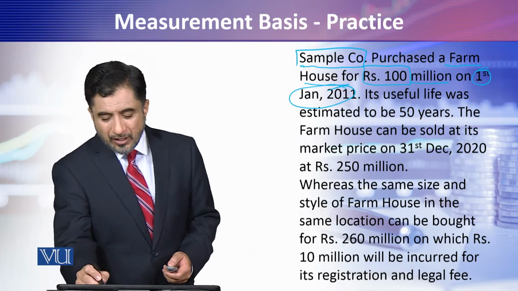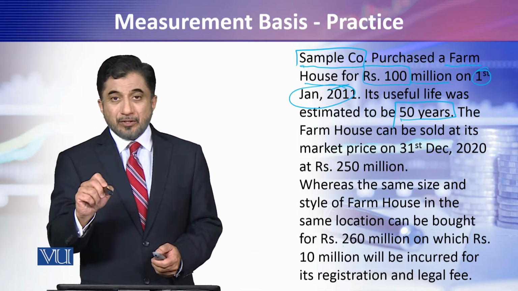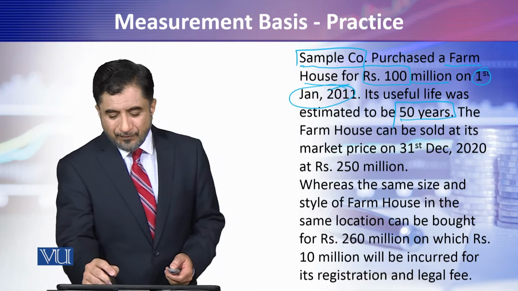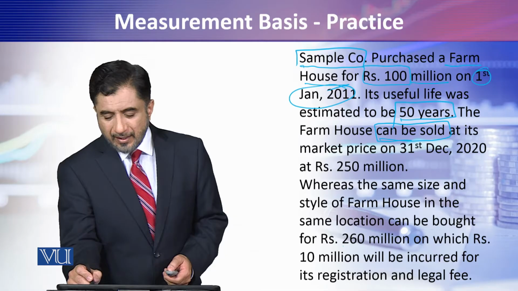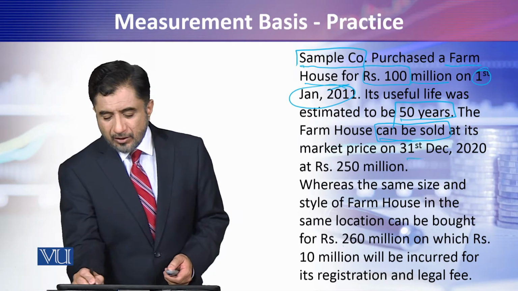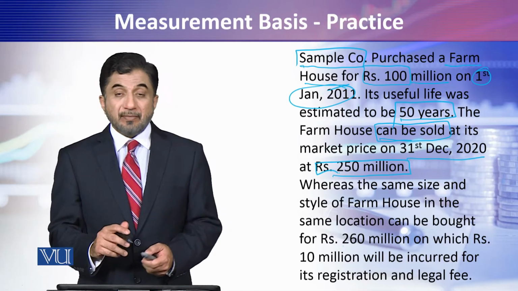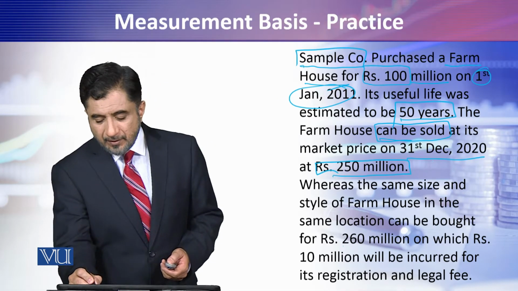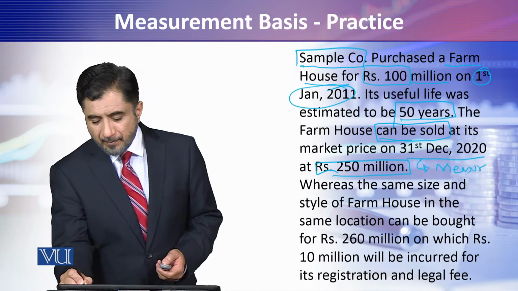Well, its useful life is 50 years. This is very important while calculating the historical cost of an asset. And the farmhouse can be sold. Its exit price on 31st December 2024 is 250 million. It can be sold. Remember, this 31st December is the measurement date.